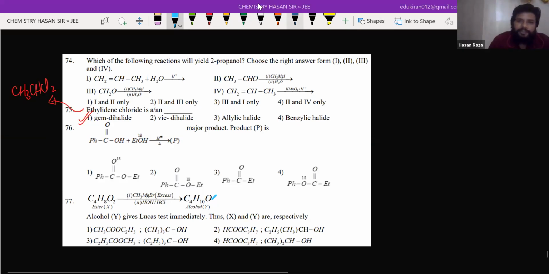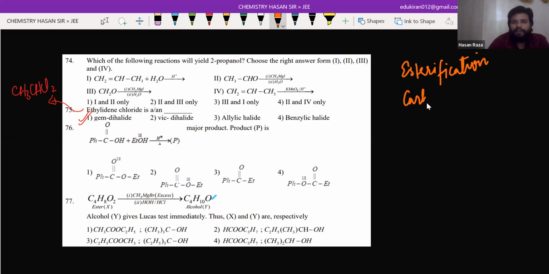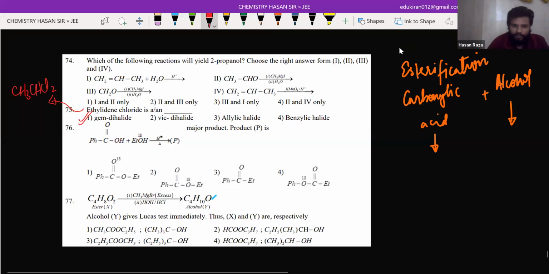Do you know esterification? In class 10th, you have studied, when a carboxylic acid reacts with alcohol. In class 10th, we had given ethanoic acid and ethanol reacting to form ester. That process is called esterification. Do you remember, Shahid? Yes, sir. So what will happen here? Hydrogen, H plus, since it is an acid, it will release H plus. And sir, this oxygen will have negative. Yes. Wait, second. Yeah, it is the correct answer.